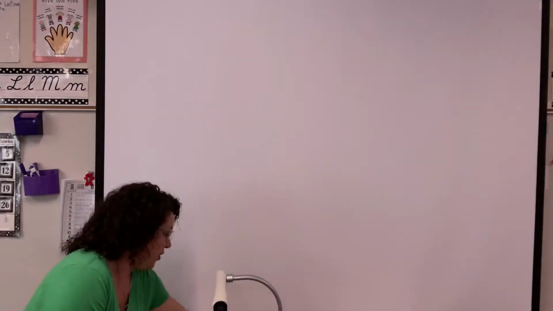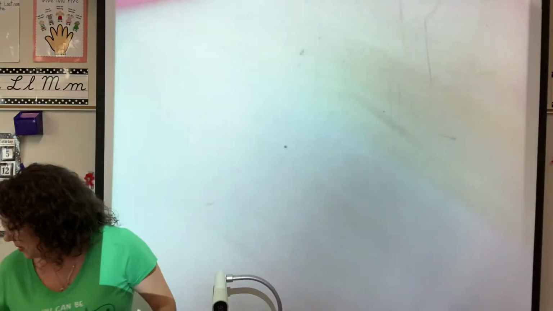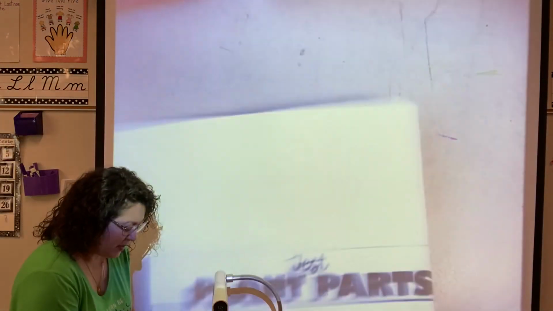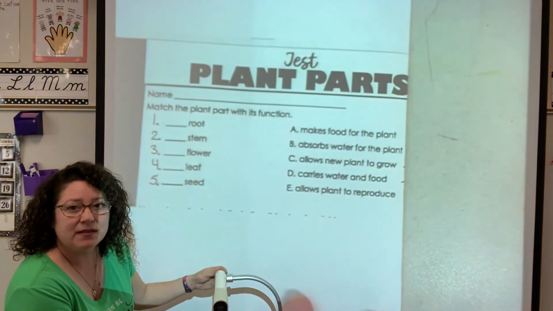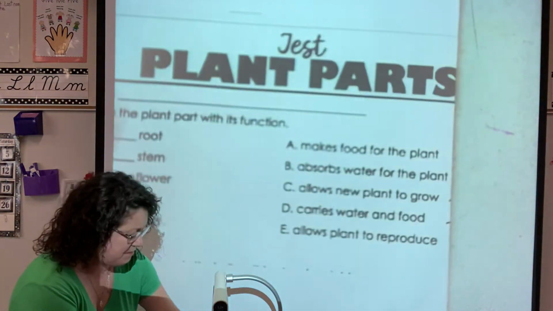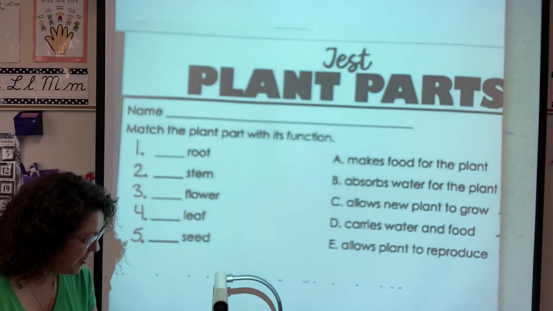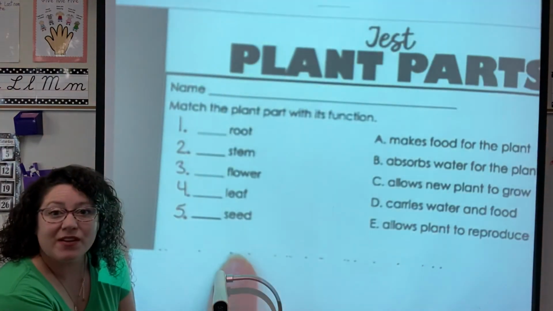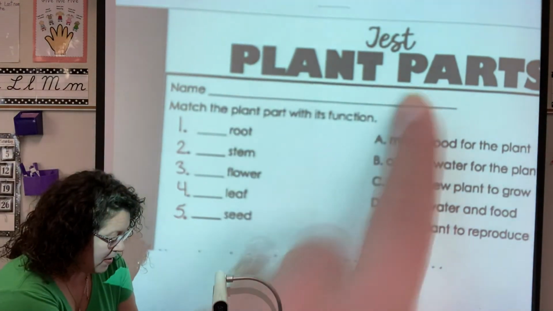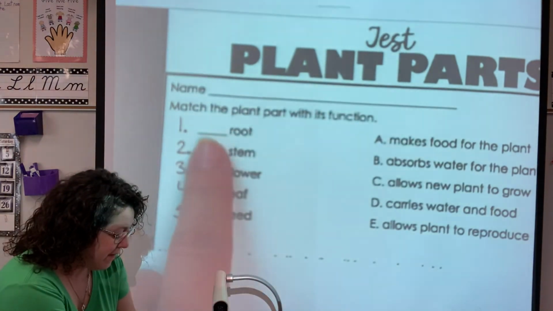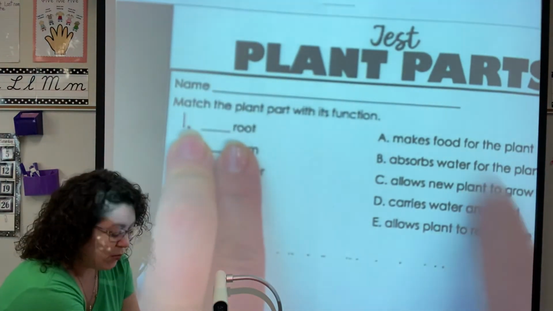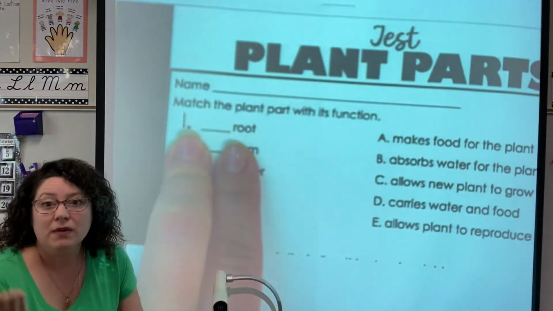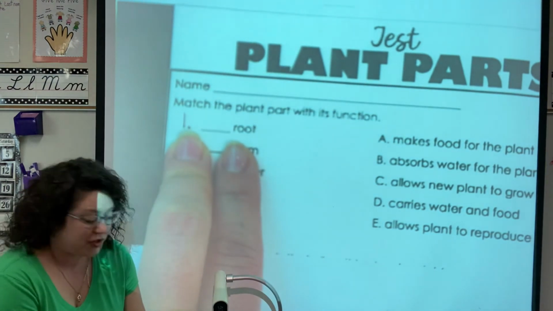You are going to take your little check-in quiz on a discussion post. It's on Schoology. Okay. So the directions say match the plant part with its function. We see the 5 parts we learned about yesterday and today. And we see the answer choices. So whatever number 1 is, root, whatever matches here for the meaning of root, you would put that letter there. Or write it on a piece of paper, and then you can type it on your discussion post.